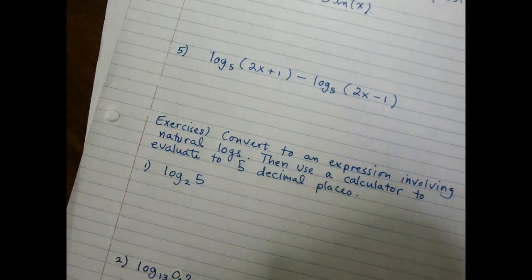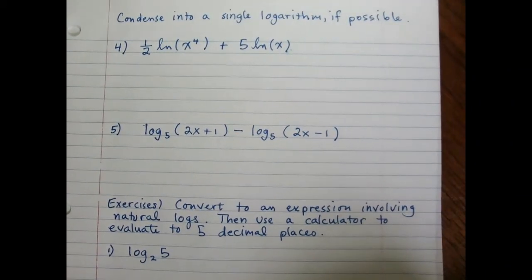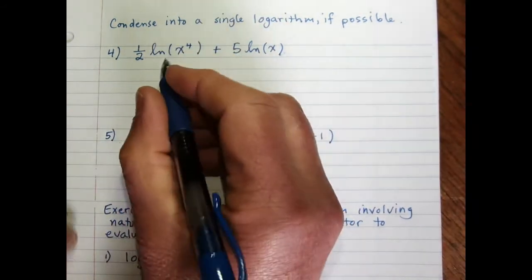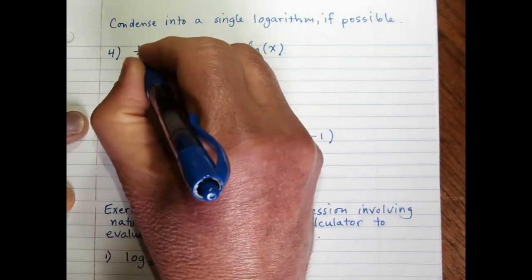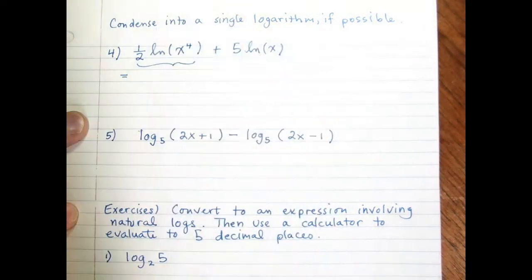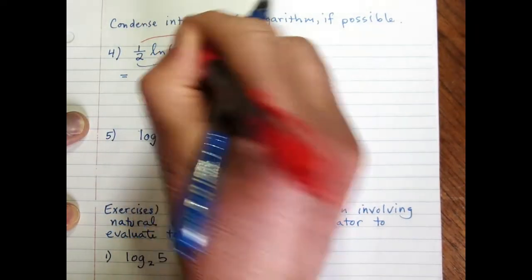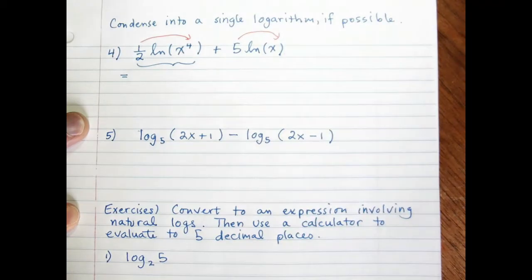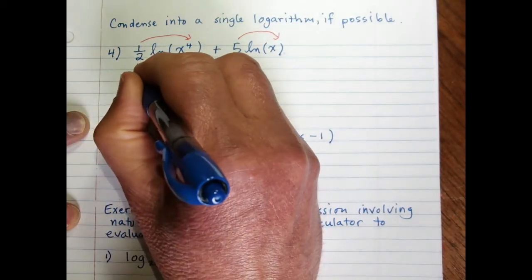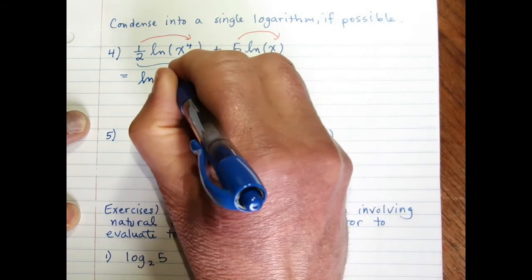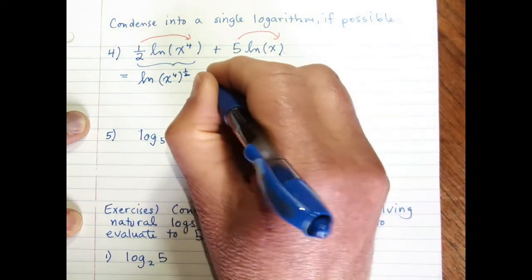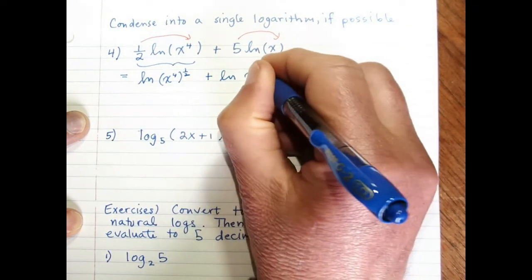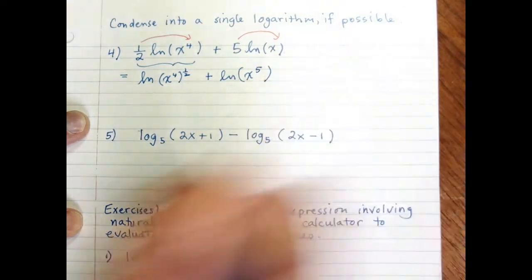Okay, a little bit more. Run this through here. And a couple more combine into a single log. So once again, we got to start out by bringing these numbers in front, factors in front, up into the power. So the 1/2 will have to be brought up to the power. The 5 will have to be brought up to a power there. Let's see, we have ln of x to the 4th to the 1/2 power plus ln of just x to the 5th in my second one.